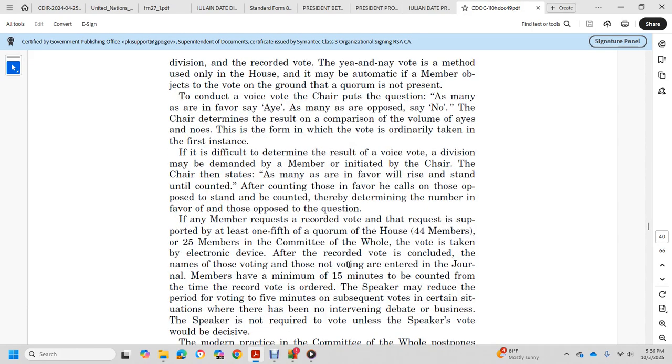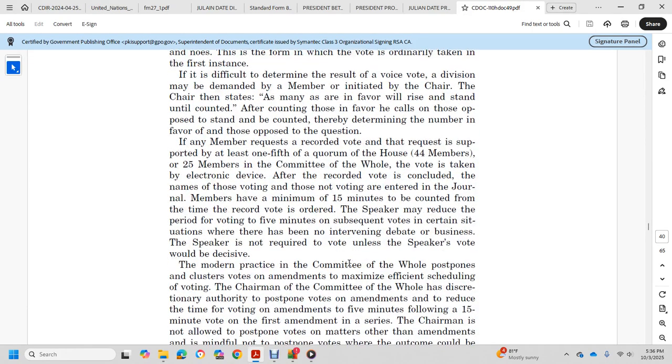If a member requests a recorded vote, the request must be supported by at least one-fifth of a quorum of the House, 44 members, or 25 members in the Committee of the Whole. The vote is taken by electronic device. After the recorded vote is ordered, members' names are recorded as voting, and the vote remains open for a minimum of 15 minutes.